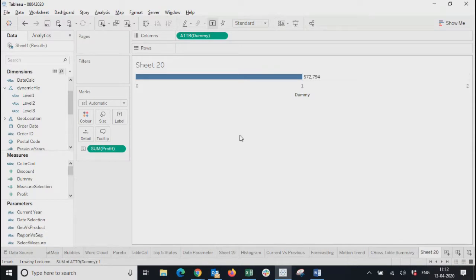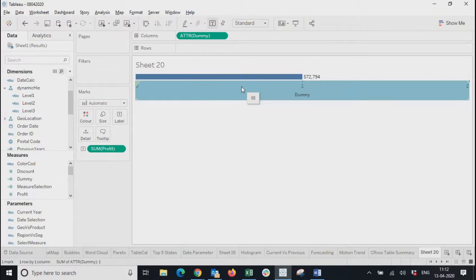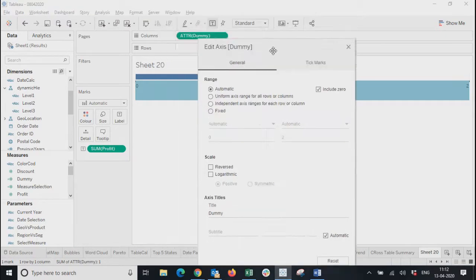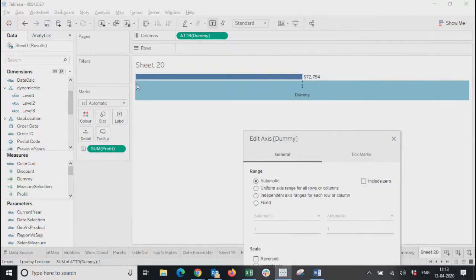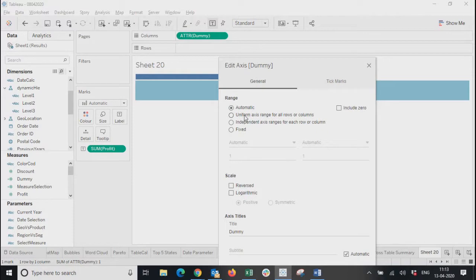Now I'll go further and we'll show some of the axis options. Edit axis. Over here, you see some other options. For example, include 0. If you don't do that, what happens? 0 is gone from here, right? It's just 1 which you are getting. Then uniform axis range for all rows and columns, right? Uniform means the row axis and column axis are both going to be the same. Independent axis range for each row and column. So depending on the data, they will automatically adjust.